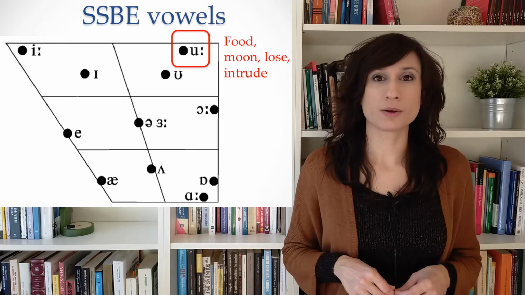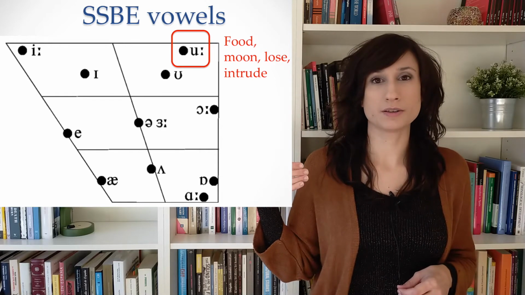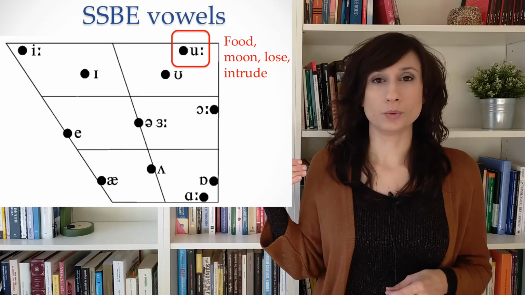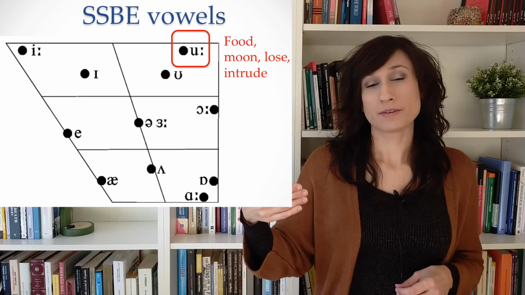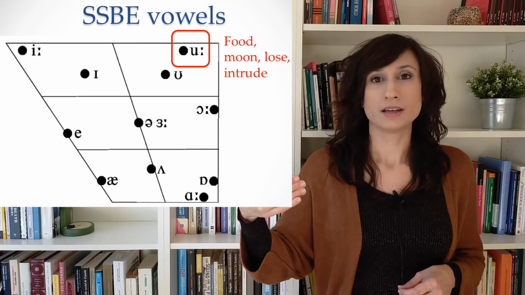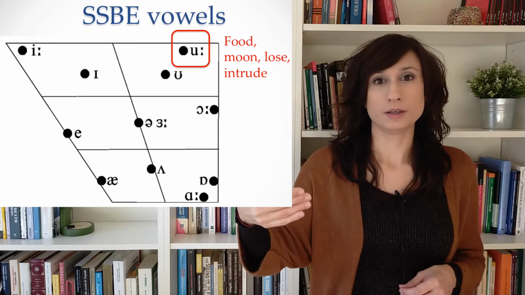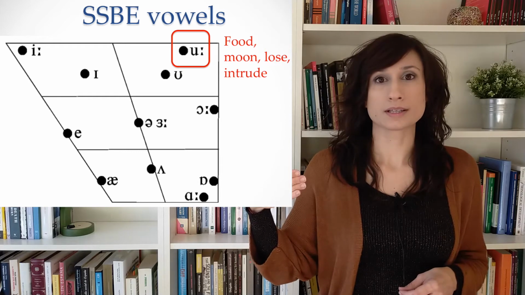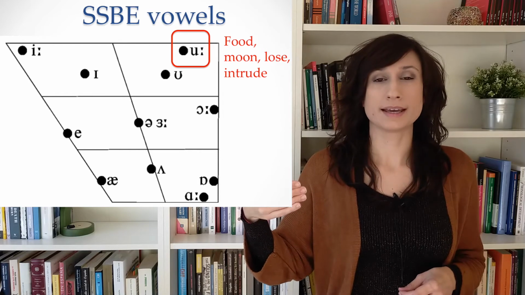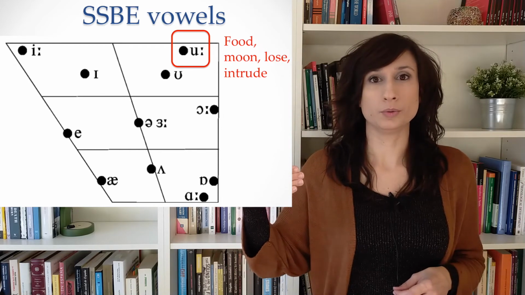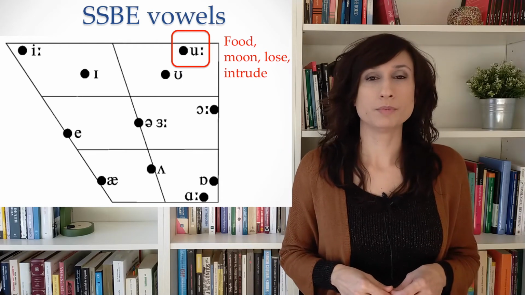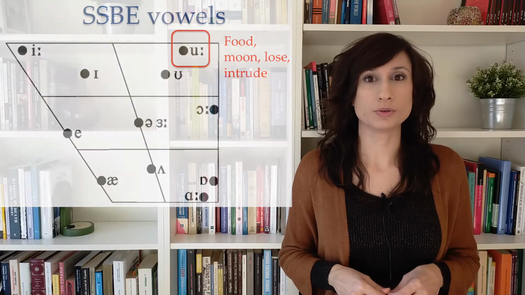I'd like to practice going from E to U again for me. Can you do that? E-U. Now you have to stop at a halfway position. Don't go to U, but stay halfway. Start at E and go backwards. E-U. U, as in food. Not food, but food. Try it again. E-U. Food. So examples with this vowel would be food, moon, lose, intrude.